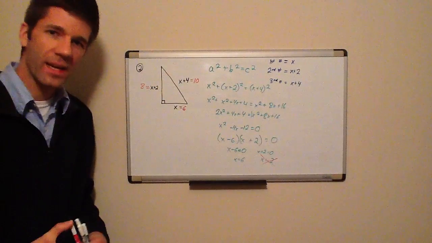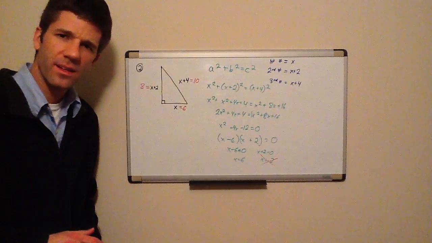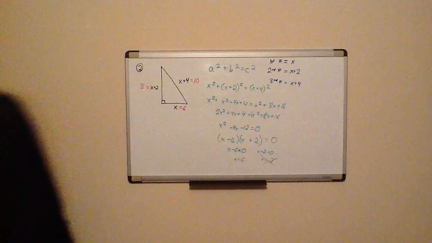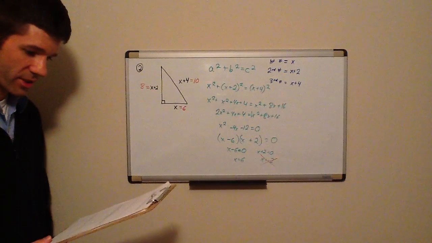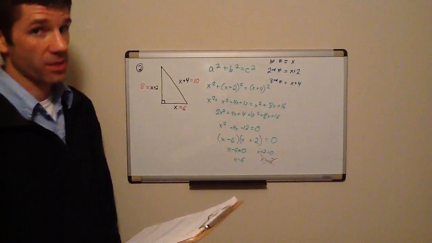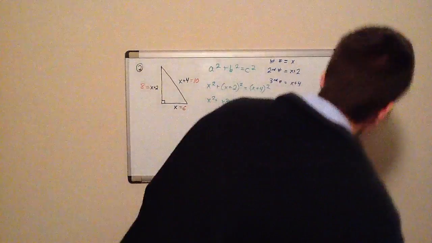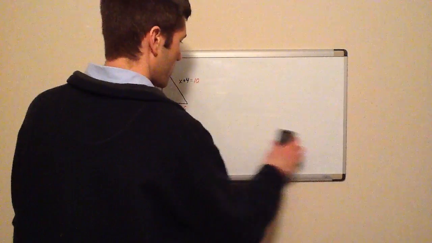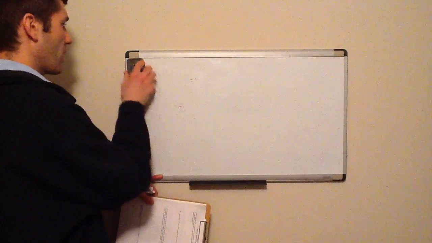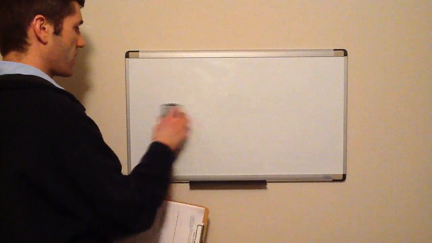You ready for number 3? You're not? Too bad. We're going to do it. Ooh, this is a good problem. This is a challenging problem. This is a very challenging problem. So let's do it. Number 3, we're going to have a rectangular field. We're going to fence it on all 4 sides.